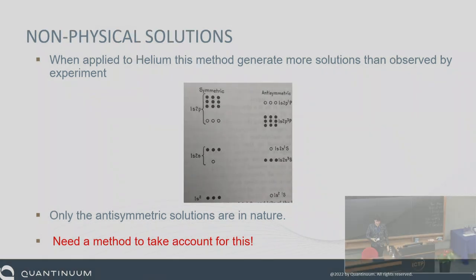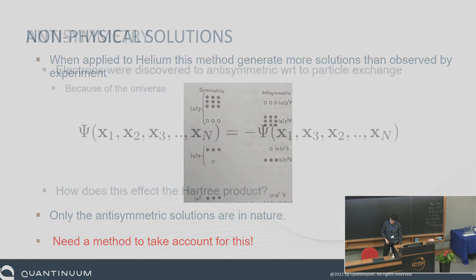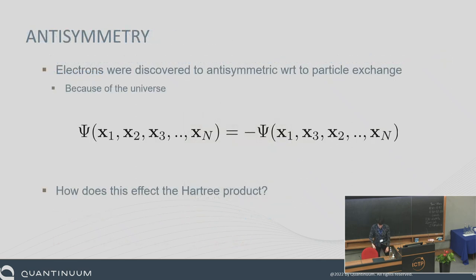first proof that the anti-symmetry is needed. Okay, so what is anti-symmetry? It's quite simple. Because the physical solutions were anti-symmetric, they realized the electrons had to be anti-symmetric with respect to particle exchange. I just put because the universe.